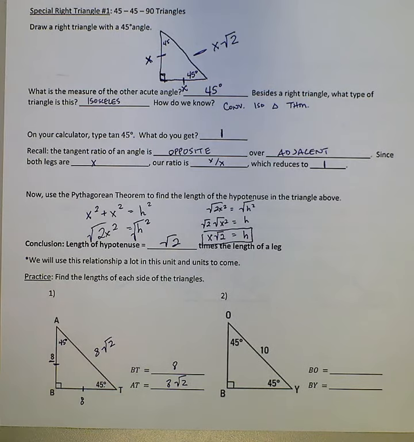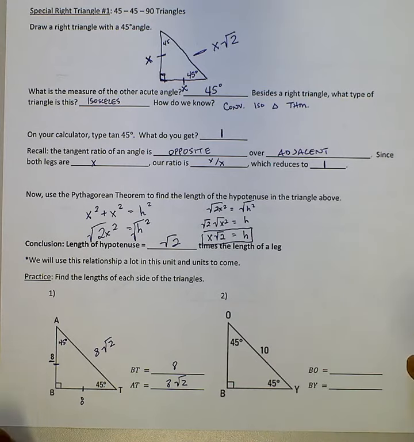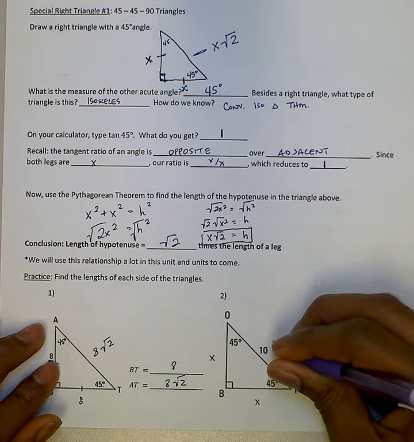In this triangle, notice that we're given the hypotenuse. This is always a little tricky for people because our hypotenuse is 10. Notice it doesn't have a radical 2 in it. So what I like to do for these problems is make these x, and this x radical 2.